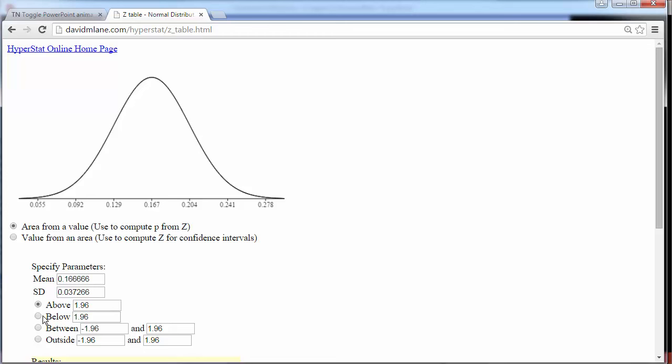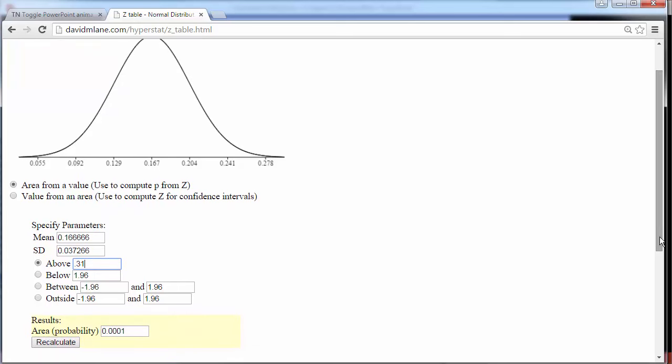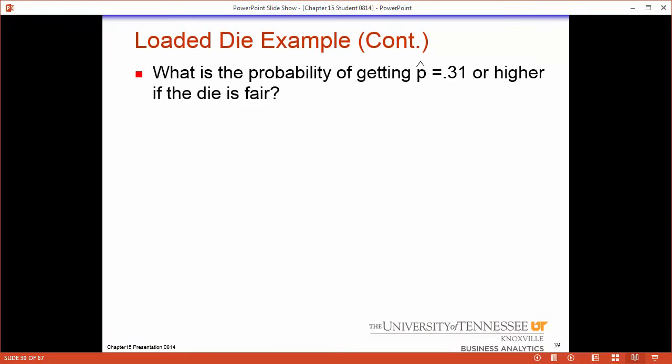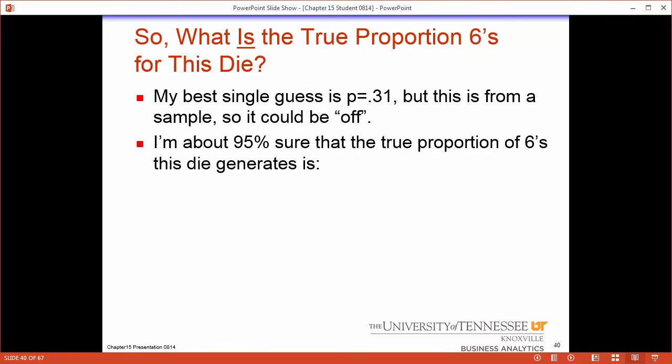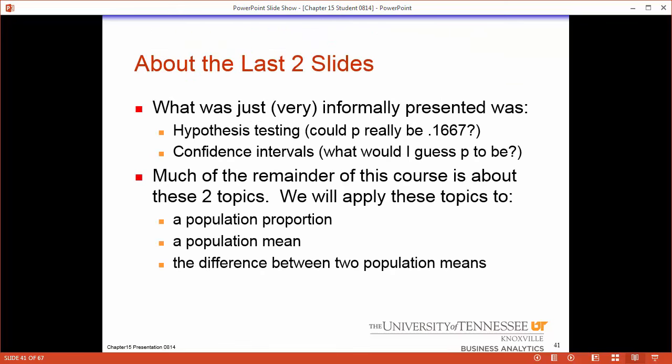We could find this out. We can simply click above right here and type in 0.31, and on my results it's probably going to say basically 0. I mean, it's a 1 in 10,000 chance. So he's saying no, it happened randomly, I swear, 1 in 10,000. Yeah, it could happen, but no, it doesn't seem likely. So with this in mind, I would say that the dice is not fair.